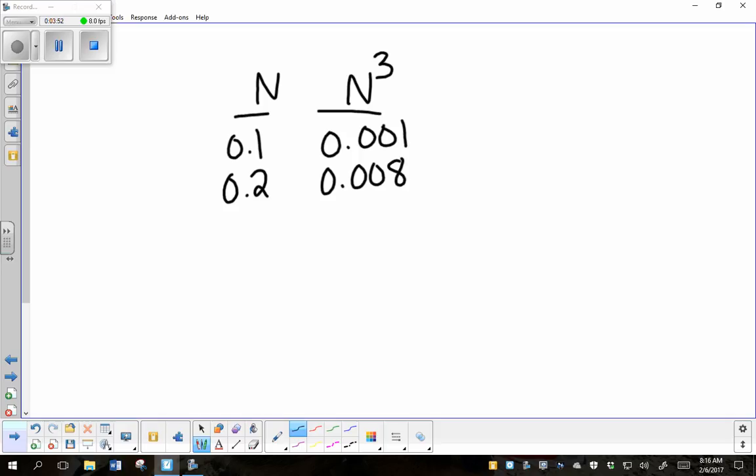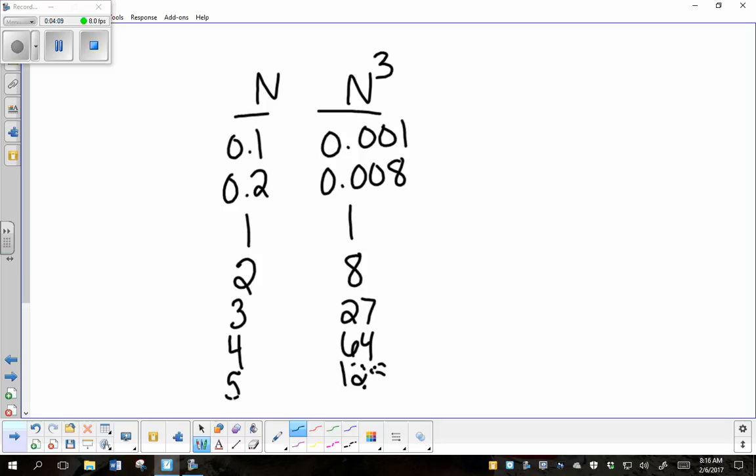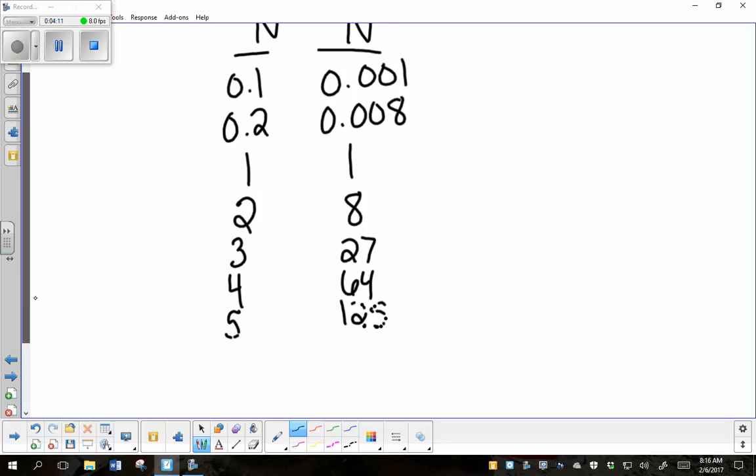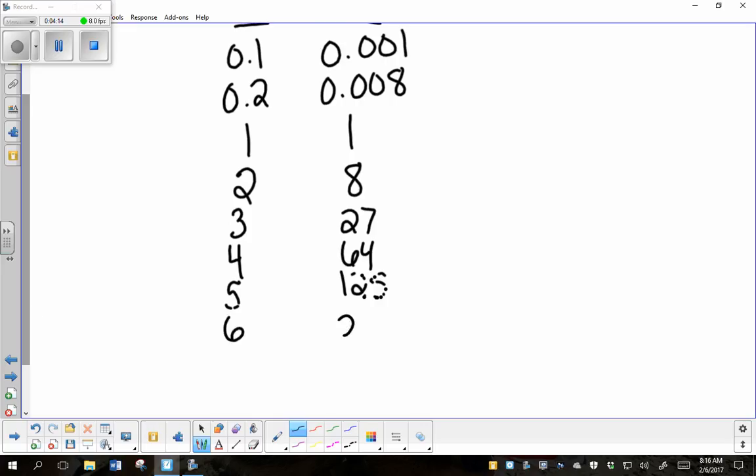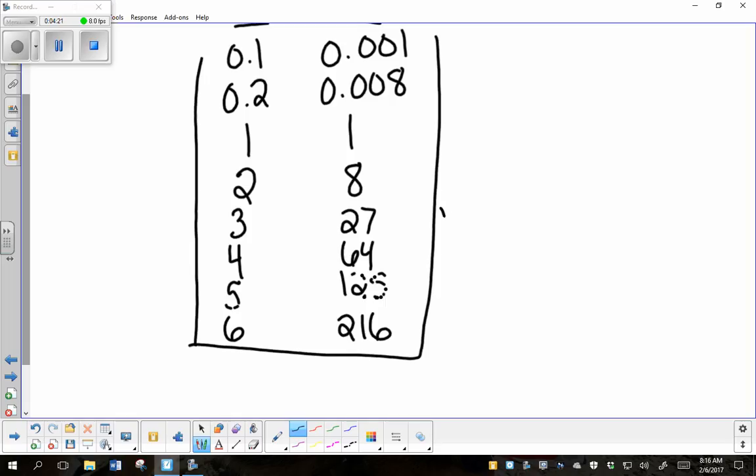And now let's move into our whole numbers. 1 cubed is 1. 2 cubed is 8. That means 2 times 2 times 2. 3 cubed is 27. 4 cubed is 64. 5 cubed is 125. And 6 cubed is 216. All this, memorize. Yay! Make flashcards if you need to.